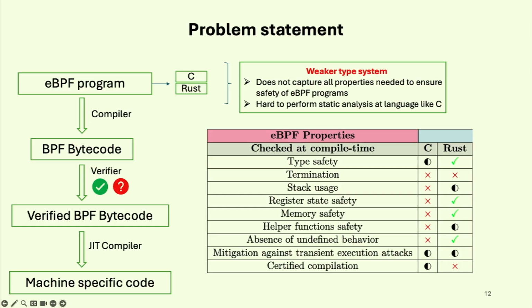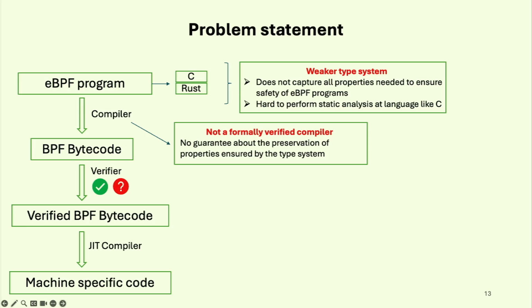And in terms of certified compilation, we know that there exists a formally verified compiler for C, which is CompCert, but CompCert does not produce BPF bytecode. For that reason, we have partial support there, and Rust does not have a certified compilation. Now the problem is, even if a language like Rust has a strong type system, the compiler is not formally verified to preserve those properties down to the BPF bytecode.